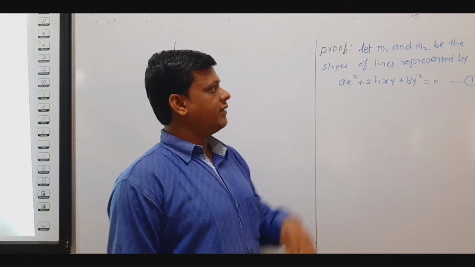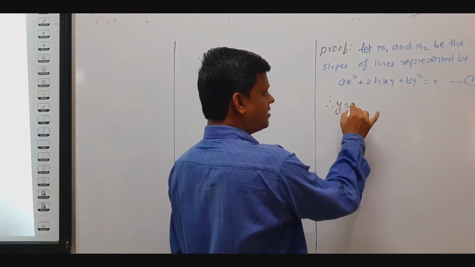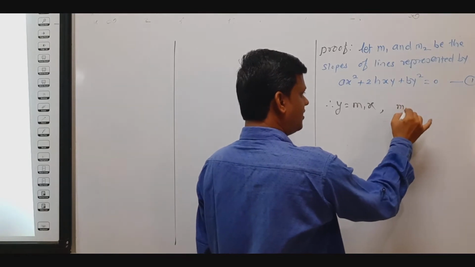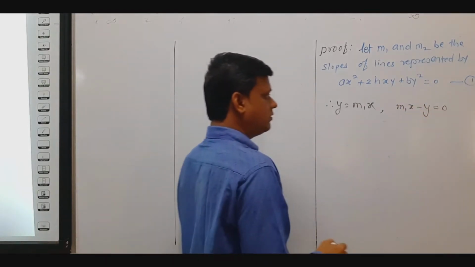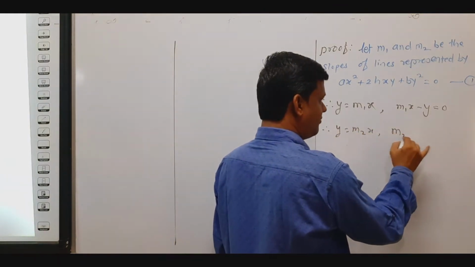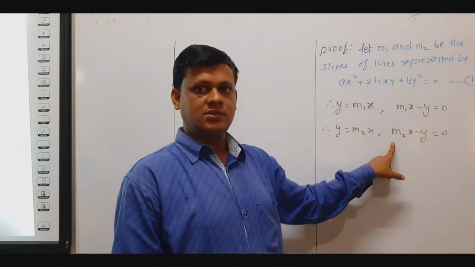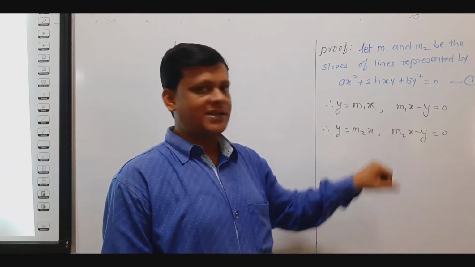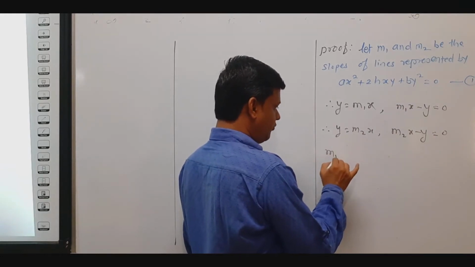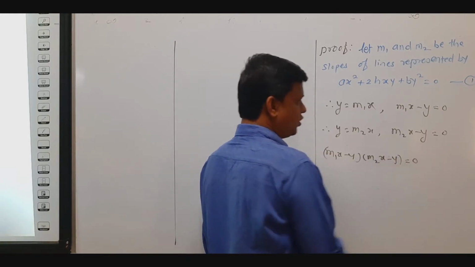Now if m1 and m2 are the slopes of lines passing through the origin, we write their equations as y equals to m1x, so m1x minus y equals to 0, and the second equation y equals to m2x, so m2x minus y equals to 0. Now these are the two equations of the lines passing through the origin. So we find the combined equation as (m1x minus y) into (m2x minus y) equals to 0.